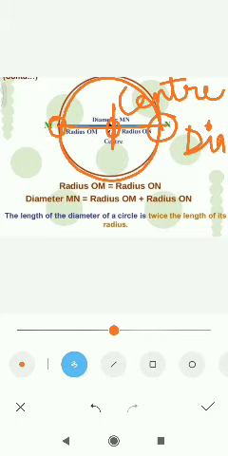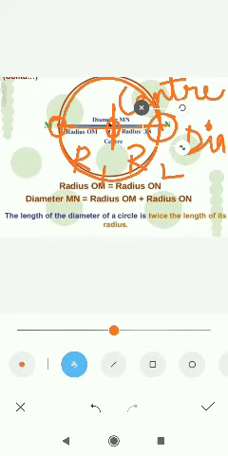So from the center to the point M is radius 1. From this center to the point N is radius 2. So radius 1 is OM, the radius 2 is ON. These two radii are equal because you knew from the previous slide that each and every radius is similar to each other, or they are exactly the same and they are equidistant from the center.